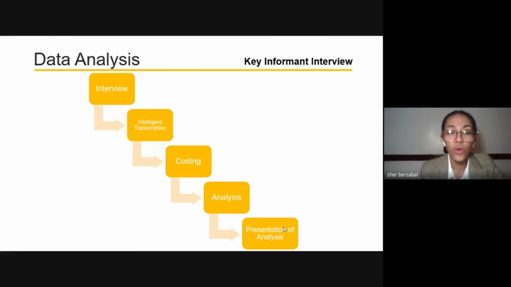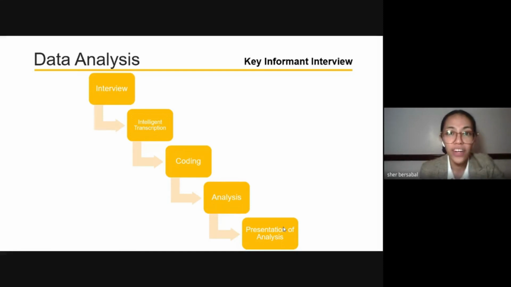Lastly, the key informant interview is conducted and transformed by acquiring an intelligent transcription. An intelligent transcription is somewhat a verbatim transcription. However, it eliminates unnecessary words such as "and the like." After that, it is subjected to a deductive analysis, which involves deductive coding, or basically a concept-driven coding.